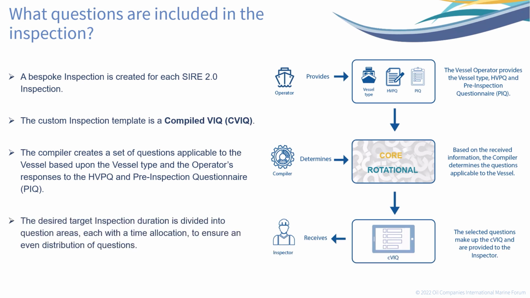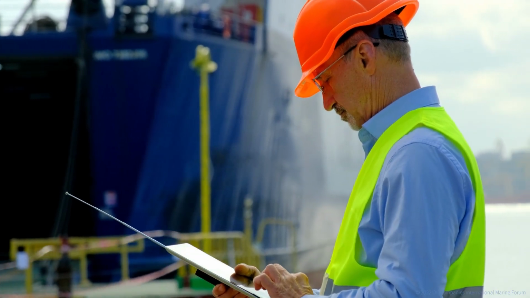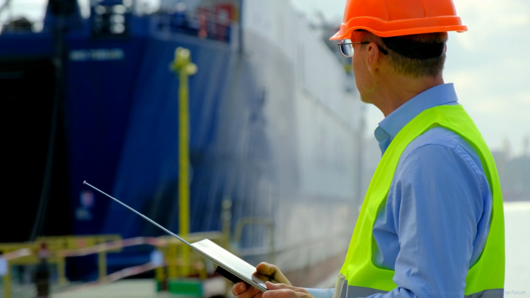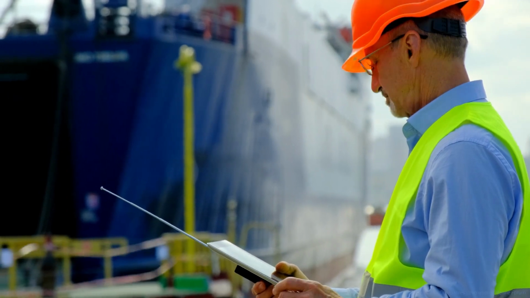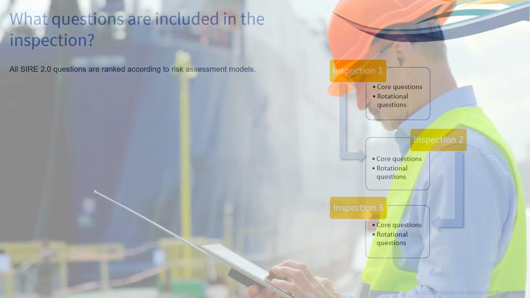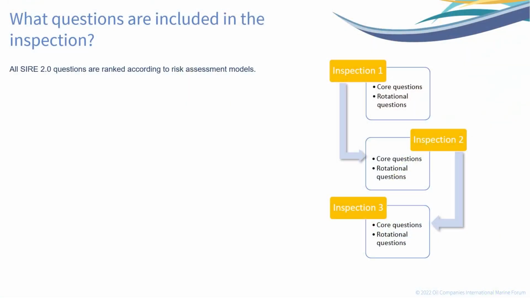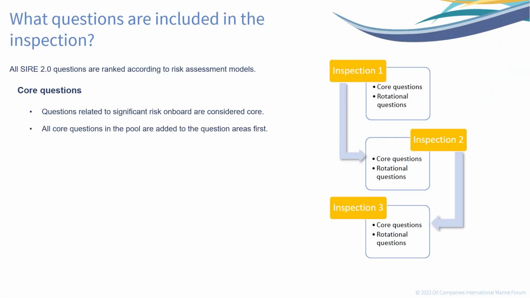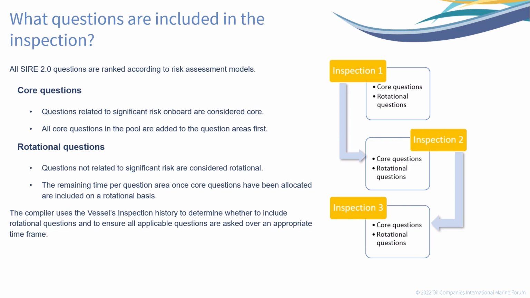The expected duration of a SIRE 2.0 inspection is spread over the different areas of the vessel to ensure a balanced allocation of questions for each area. A risk-based vessel inspection questionnaire is generated consisting of bespoke, risk-based vessel inspection questions using the bow tie methodology of risk assessment. Questions are comprised of 4 different types. Core: the questions required to satisfy members' fundamental risk assessment criteria. Rotational: the compiled questionnaire ensures that all non-core questions are covered over a period of time, and that each inspection template is designed for a defined duration.